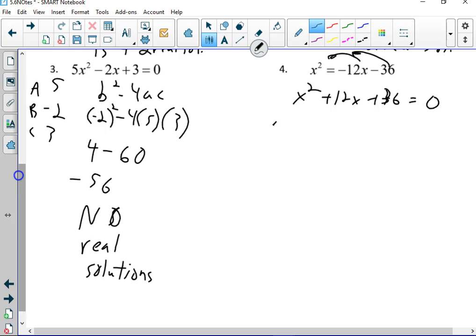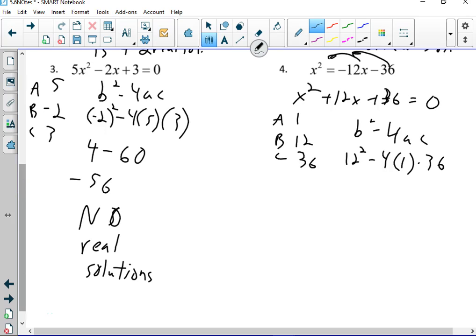Now we identify A, B, and C. A is 1, B is 12, C is 36. B squared minus 4AC. So 12 squared minus 4 times 1 times 36. We end up with 144 minus 144, which is 0. So that's one real solution. It just hits the x-axis.